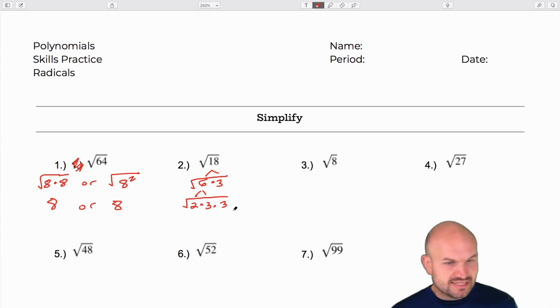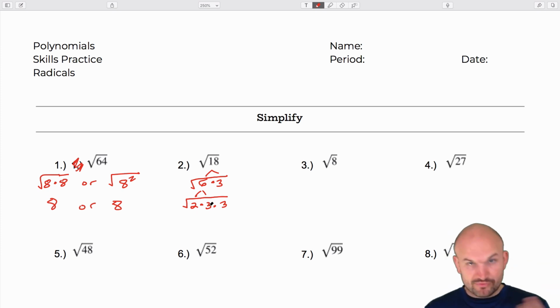And now you can see that I have a pair of 3s, right? 3 is being multiplied by itself. So sometimes we'll circle that, or we just understand that the 3s can now come outside of the radical, like here. 2 does not have a pair, so therefore the simplified form is going to be 3 times the square root of 2.